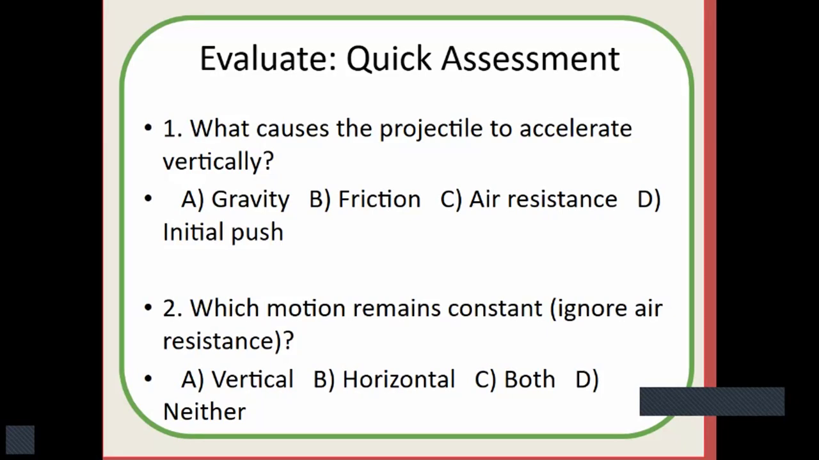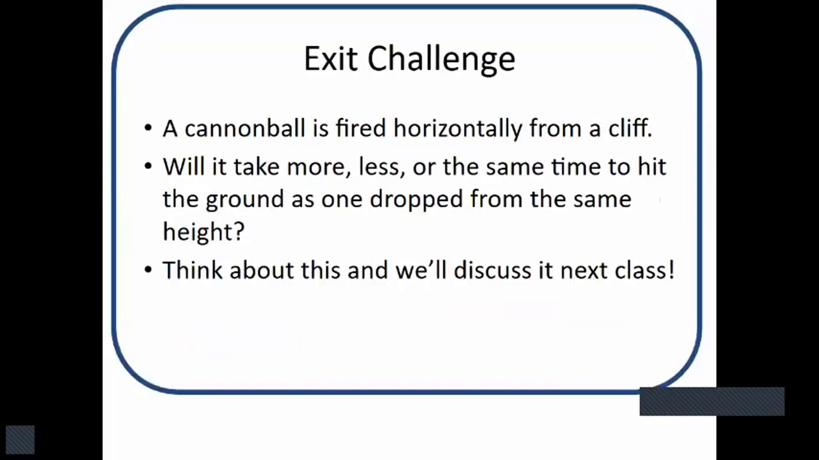Now, before we conclude this lesson, here's a question I won't answer yet. I'm going to give you a question, but I won't answer it now. I want you to think about it. This will be your exit challenge. Here is the question: if you fire a cannonball horizontally from a cliff, which you can see on the screen now, and at the same time drop another ball straight down from the same height, which one hits the ground first?